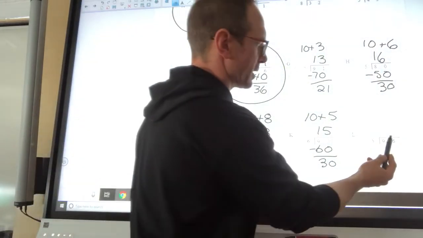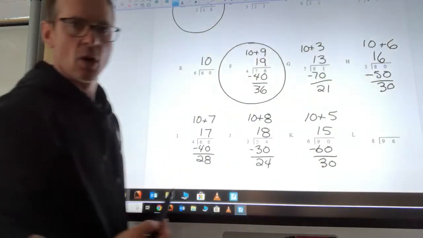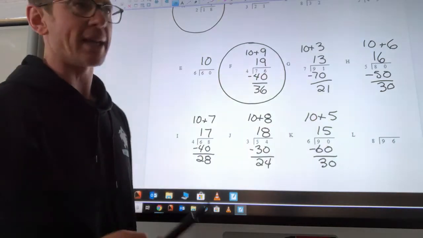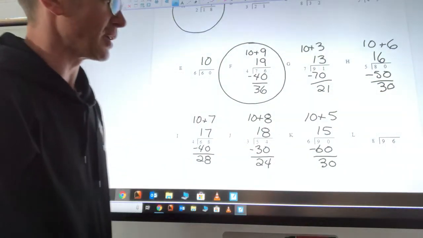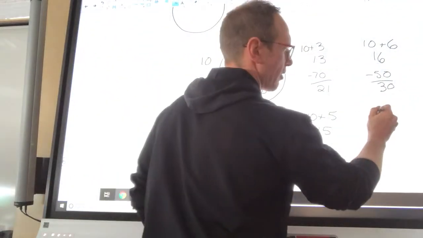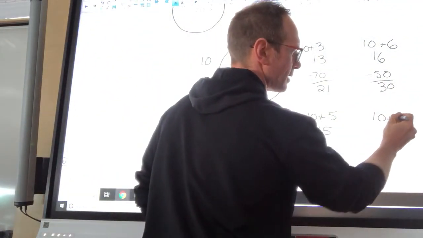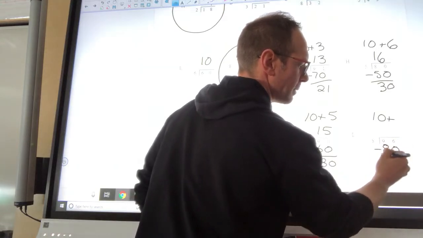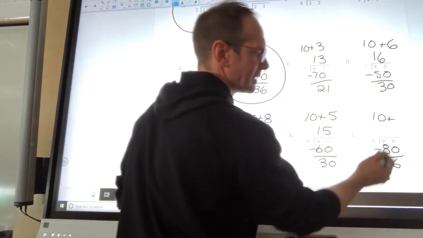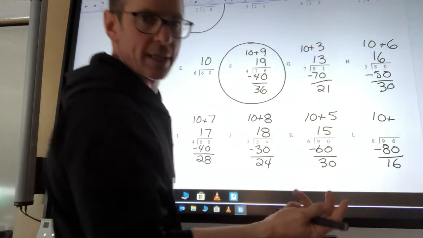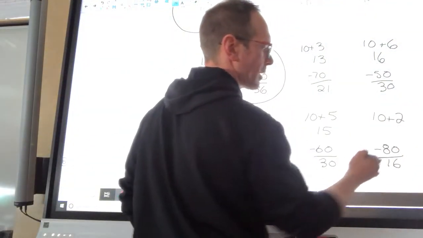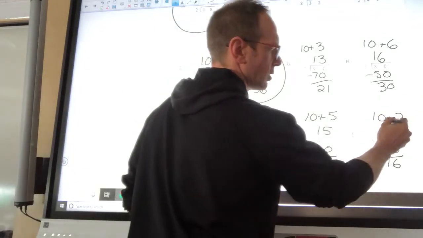Last question on this page is 96 divided by 8. Well, I know 8 times 10 is 80. 8 times 20 is 160. That's way too much. It's going to be 10 and something. 10 times 8 is 80, which will leave me with 16 left over. 16 divided by 8. Well, it only takes 2 8s to get to 16, right? 8 plus 8. So that's 2 more. 2 times 8 is 16. So I have 10 and 2. That's 12.